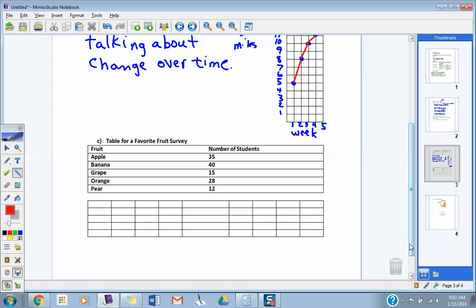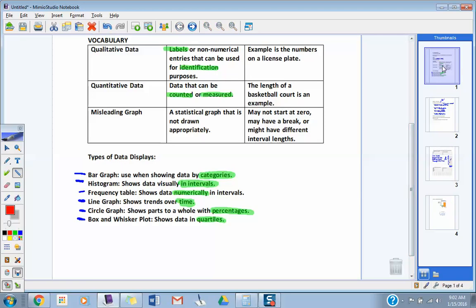If I go back to the front page of the notes, what one highlighted word? Are they quartiles? No. Percentages? No. Time? No. There's some kind of a category, right? So if there's some kind of a category, all those fruits, what type of graph does this recommend? Bar graph. So let's do that quickly.